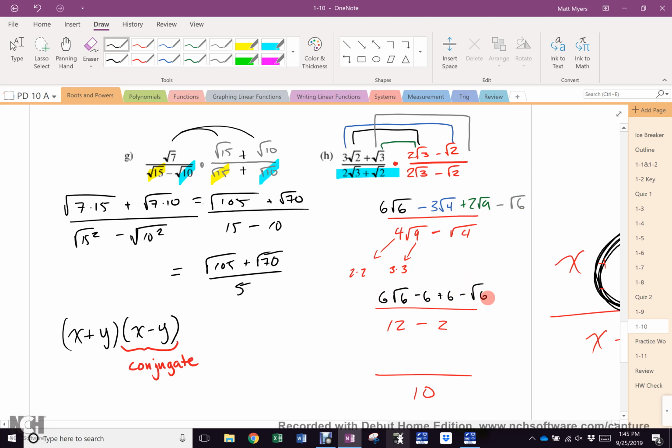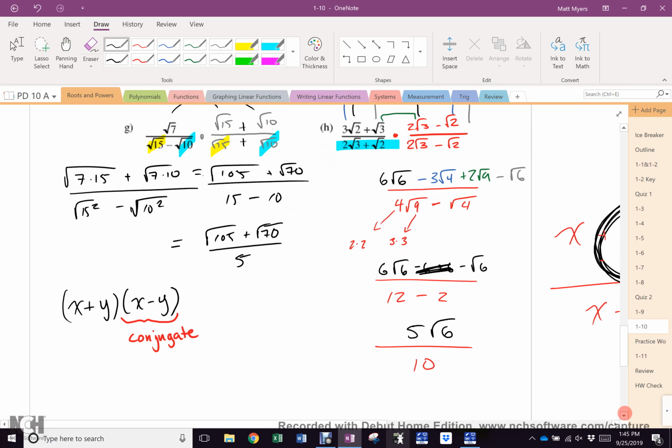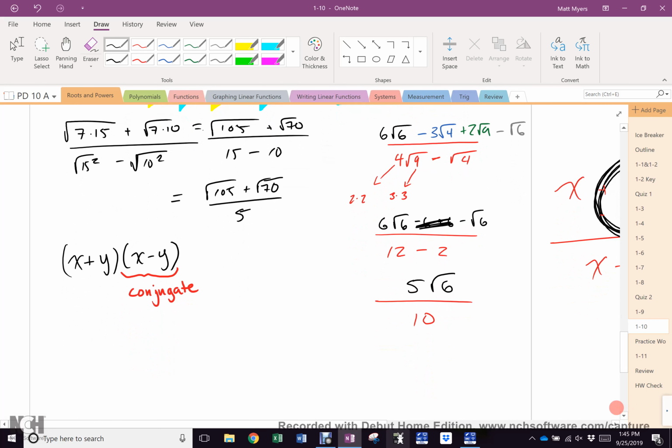Now, can I tidy that up again? What's going to happen at negative 6 and positive 6? They're gone. 6 root 6. Take away how many root 6s? 5 root 6. Now am I done? Why not? Because 5 and 10, 5 and 10 is a fraction. 1 root 6 over 2. Do I write the 1?